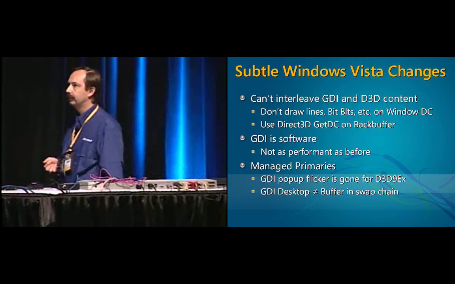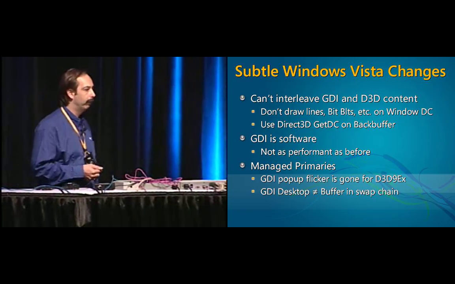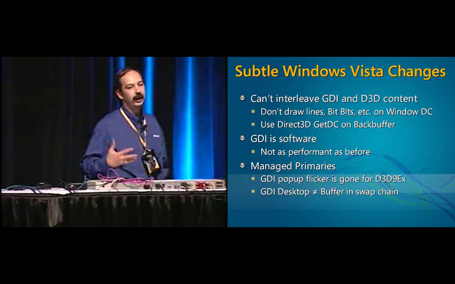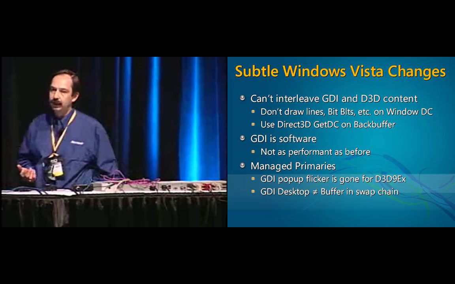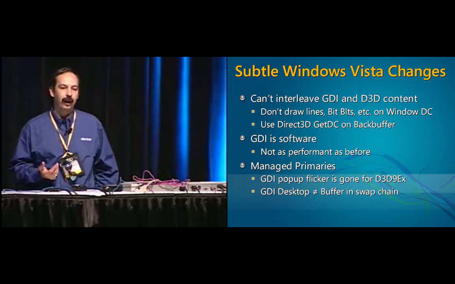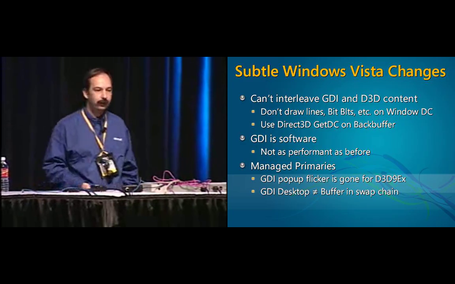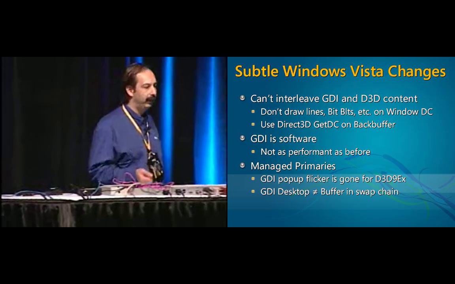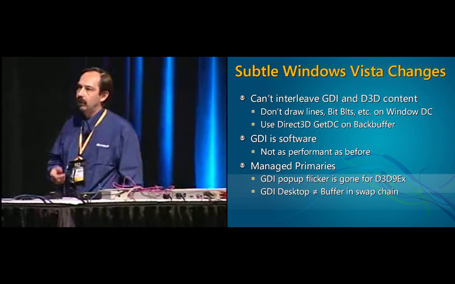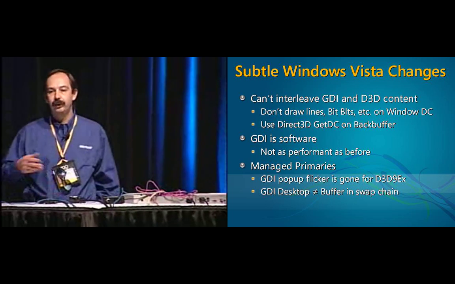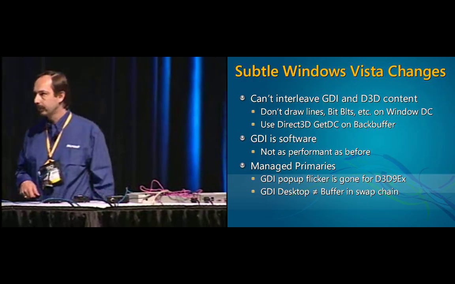So with that, let's talk about some of the subtle changes to the graphics stack in Windows Vista because of these changes in the underlying driver model. The first one is that you can't interleave GDI and D3D content anymore. Okay, that's probably the biggest one. You can't draw lines on top of your 3D content. You can't blit things onto that. What you actually have to do is get the surface as a DC, and then render to it with GDI, and then blit the whole thing.